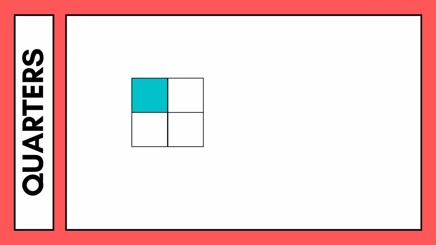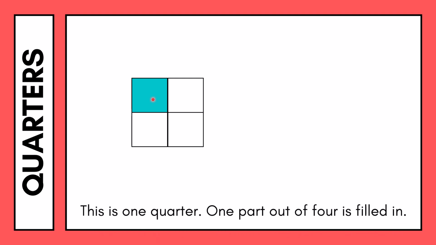Similarly, in this square, one part out of the 4 equal parts is colored blue, right? So we can say that this is 1/4, right? So whenever we say 1/4, we also call it a quarter. So 1 out of 4 is called 1/4 or a quarter part of the whole.